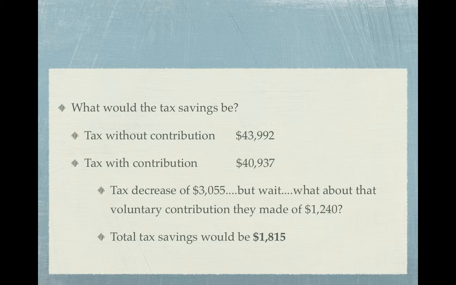You have to think about the contribution that they actually made in order to have that contribution rate. So that was the 1,240. So in the end, you'd have to subtract that from the tax decrease, and their total tax savings, if they voluntarily make that contribution, would be 1,815.